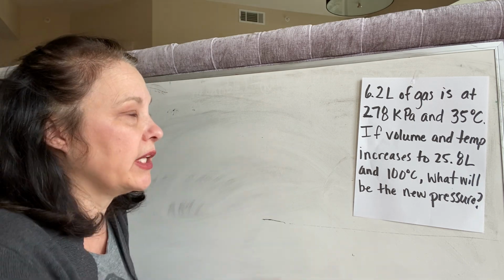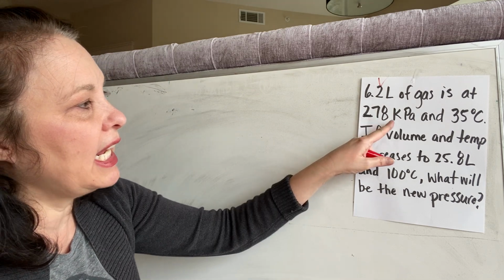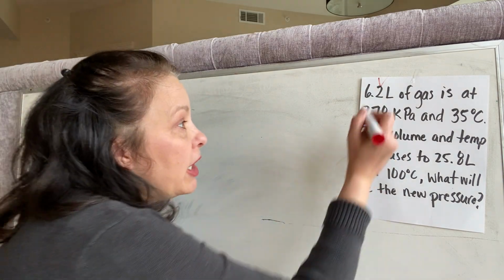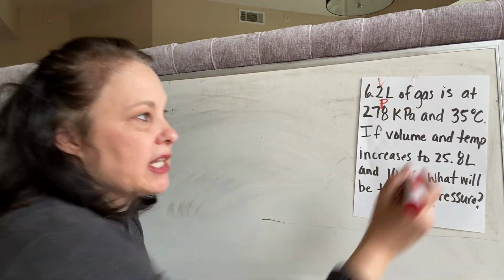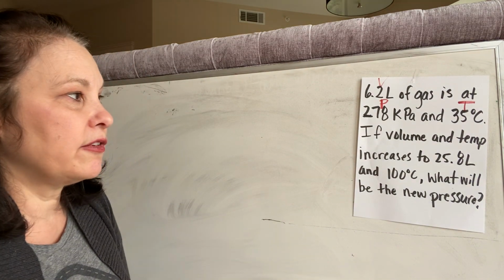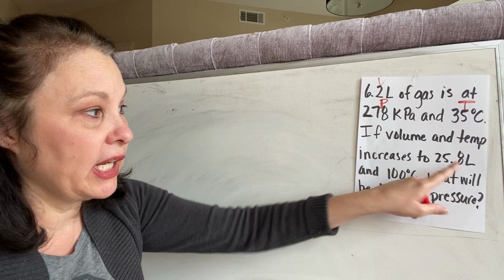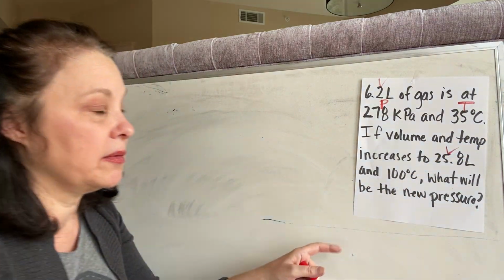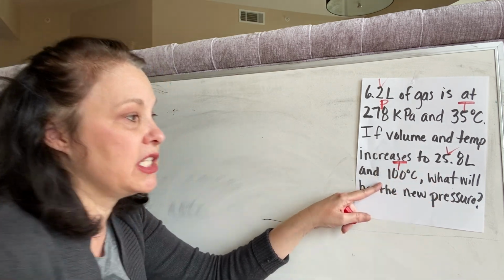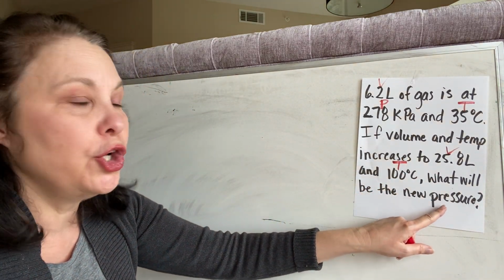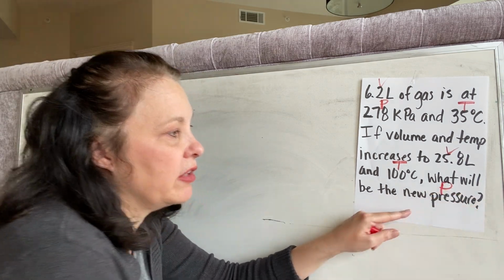6.2 liters, well, that sounds like volume to me, of gas is at 278 kilopascals. That's one of those pressure units. And 35 degrees Celsius. Sounds like temperature to me. If the volume and temperature increases to 25.8 liters, what do you know? That's another volume. And the temperature goes to 100 degrees Celsius, what do you know? That's another temperature. What will the new pressure be? So do you agree? We need another P because we're solving for that.